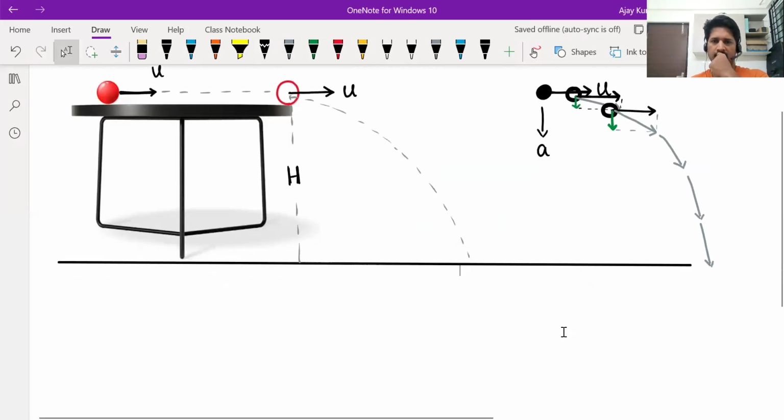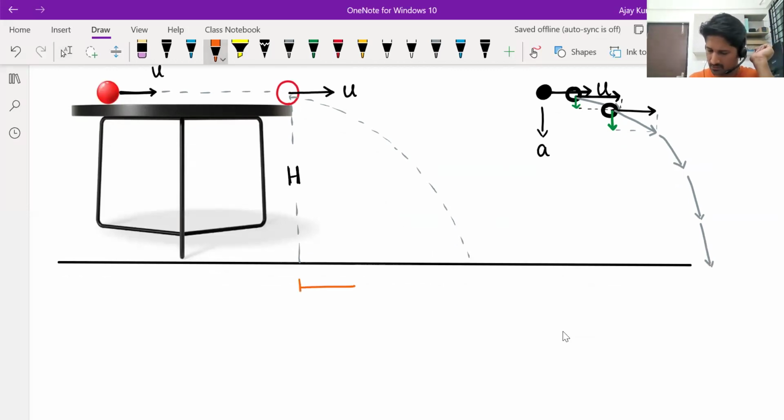Sir, range. Okay. One thing you want to find out is the distance where it strikes the ground. Okay, that can be done. Anything else you would like to find out?